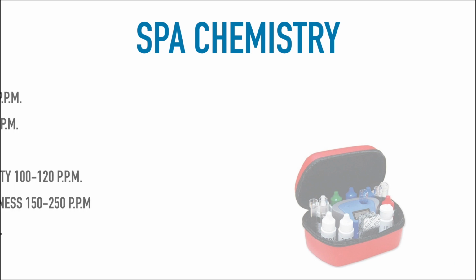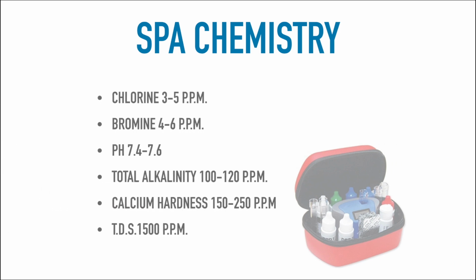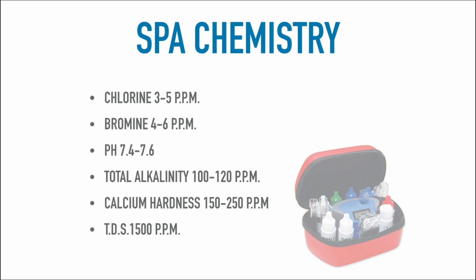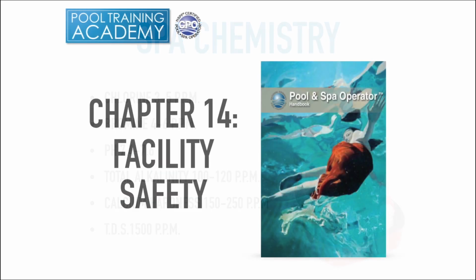Now, with our chemistry, we've already covered the majority of this. The only things that we haven't covered in previous sessions are that our bromine needs to be between 4 and 6 parts per million. And like we said earlier, our calcium hardness in our hot tubs needs to stay between 150 and 250 parts per million instead of the pool recommendation of 200 to 400 parts per million. Make sure that you write down any questions that you have about your hot tubs so we can talk about them during the Q&A session.